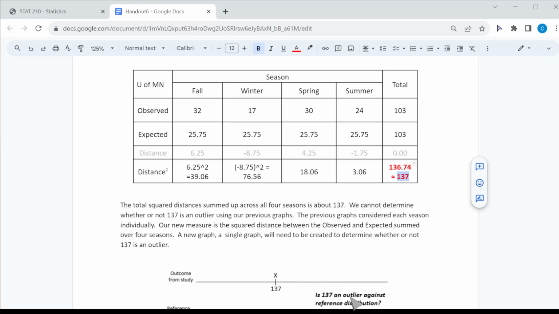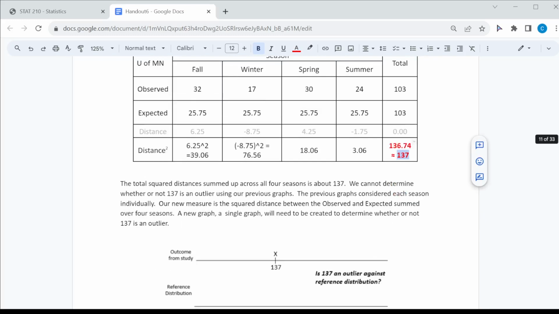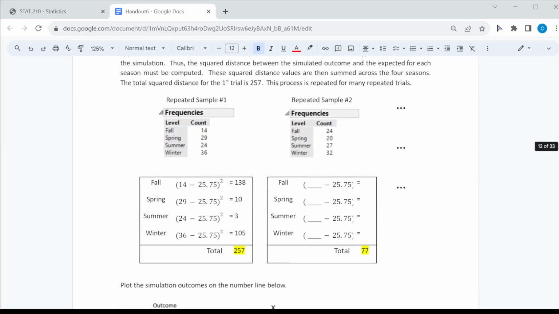Okay, well, against what? How do I build a reference distribution for that 137? Well, we're going to do what we were doing before, and that is generate data under a situation of equality, assuming that the crimes were occurring equally. We're going to do the subtraction from the expected, 25.75, and square those. And then we're going to add all those up. That's what I did with my data. That's what I have to do with these null values as well.